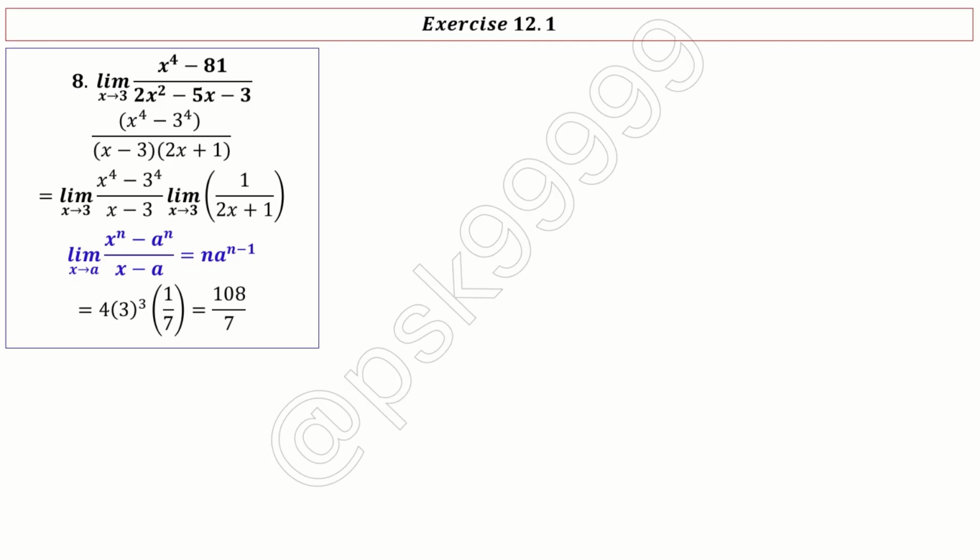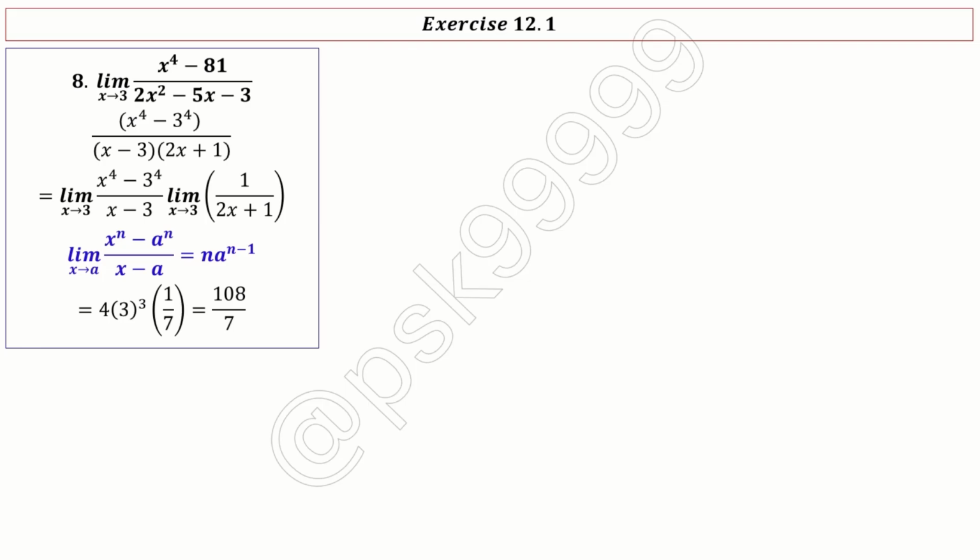Next, limit x tends to 3, (x⁴ − 81) divided by (2x² − 5x − 3). Here I can write this expression as (x⁴ − 3⁴) divided by (x − 3)(2x + 1). I will separate the limits, because I can apply limits on the product of multiplicative functions also. So I will apply the limit separately.